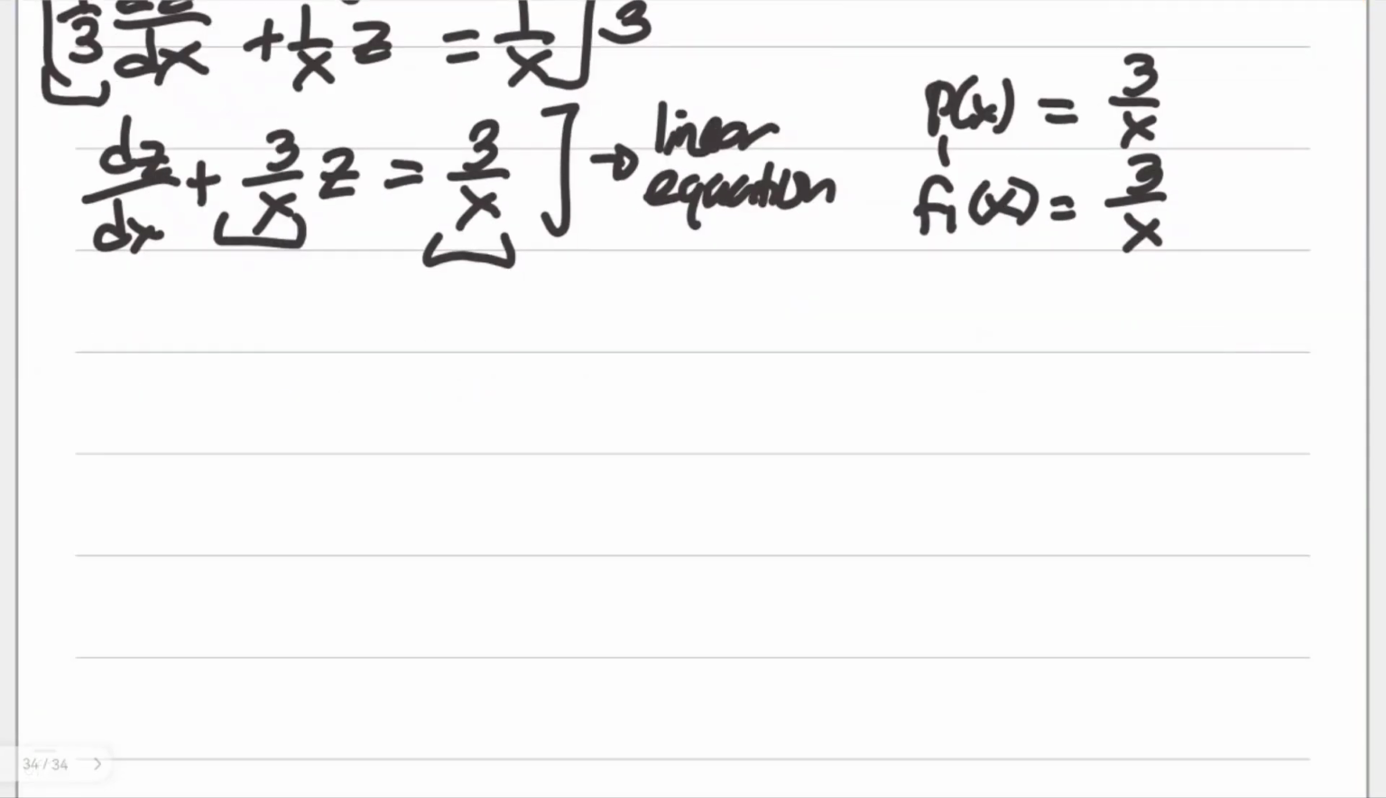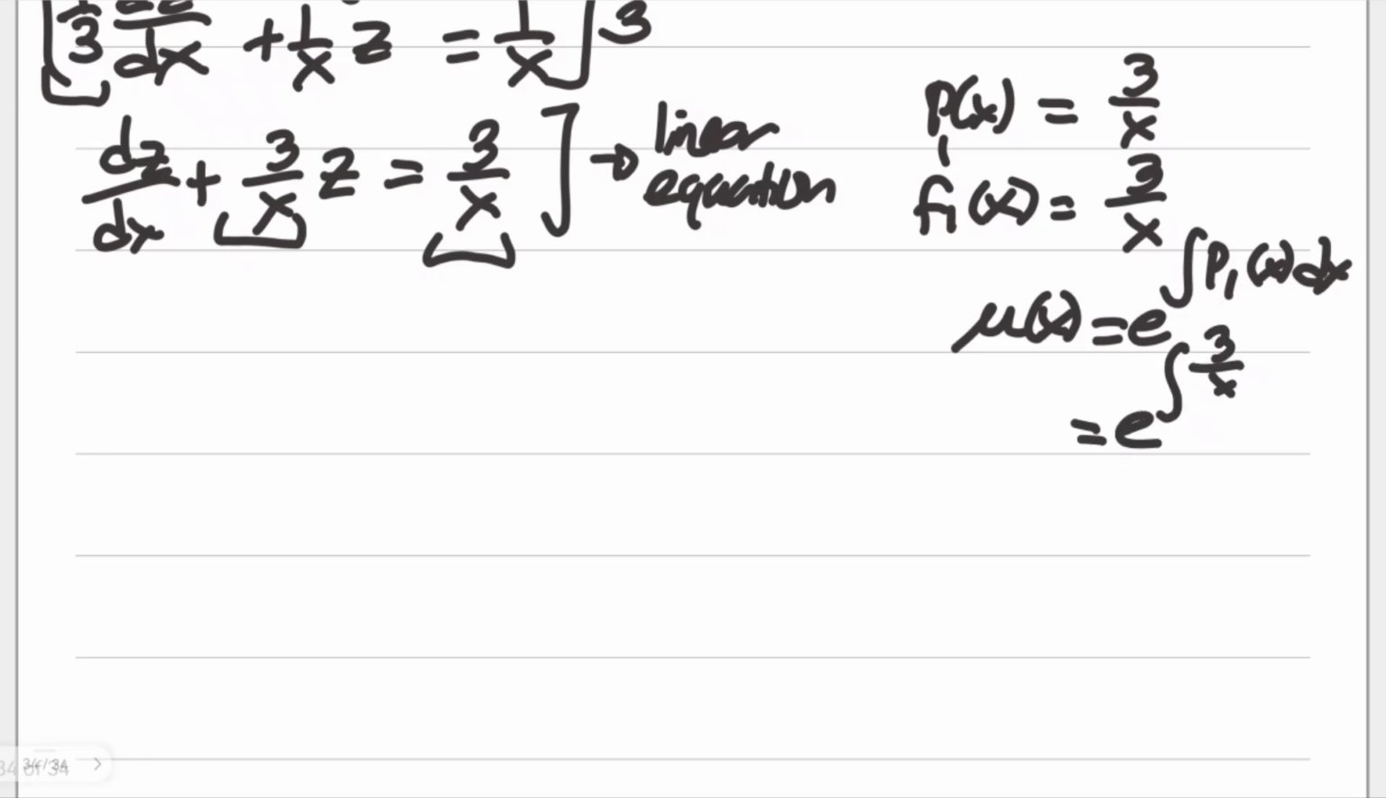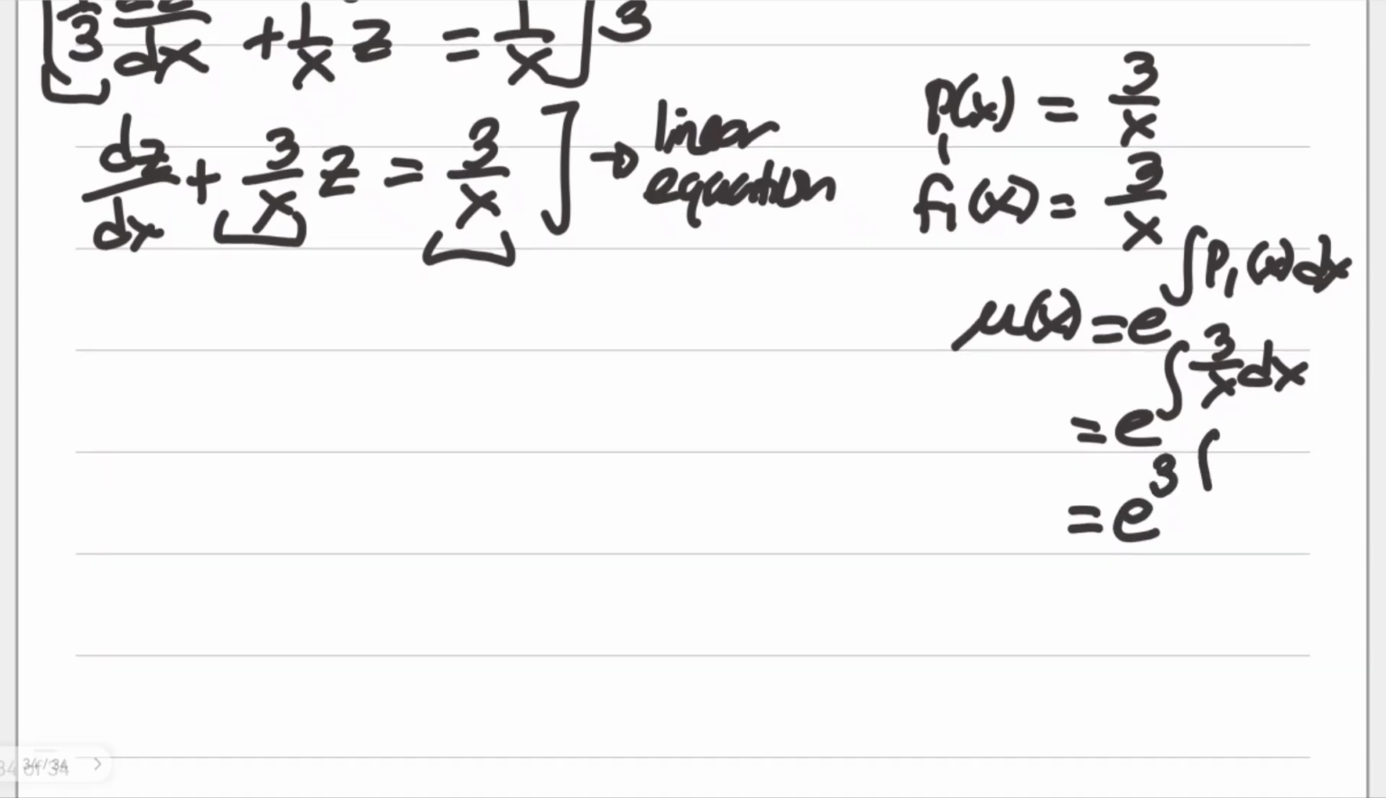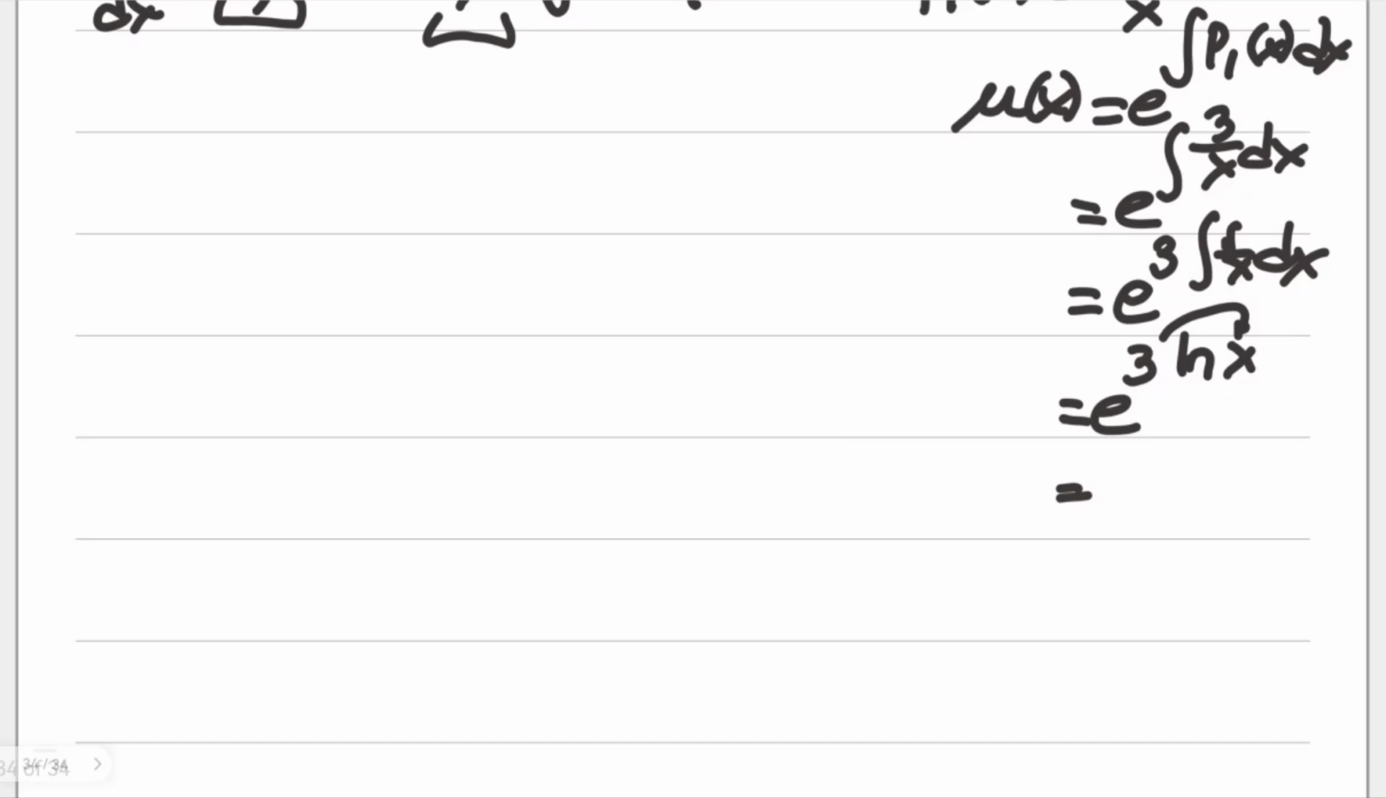To use p sub 1 of x, you will get your integrating factor, which is e to the power of the integral of p sub 1 of x dx. So e to the power of the integral 3 over x dx. We can have here e raised to 3 times the integral of 1 over x dx. E to the power of 3 natural logarithm of x. Using the power law, you will have e to the power of logarithm of x cubed. Hence, the integrating factor mu of x is equal to x cubed. Okay? That's the process of getting the integrating factor.